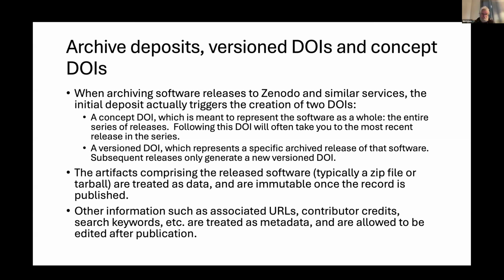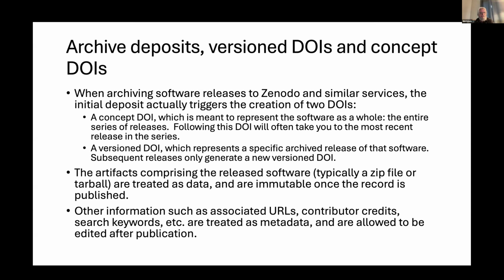On Zenodo, every time you make a release after that, they update it so that if you follow the concept DOI, it points you at the most recent release. But you get a versioned DOI, and that changes for each subsequent release that you upload. And so they're all tied together by having the same concept DOI. After the first time you deposit a release, for subsequent releases you only get a new versioned DOI, and the concept DOI stays the same.